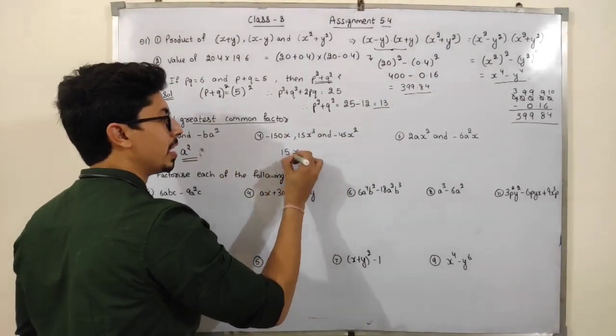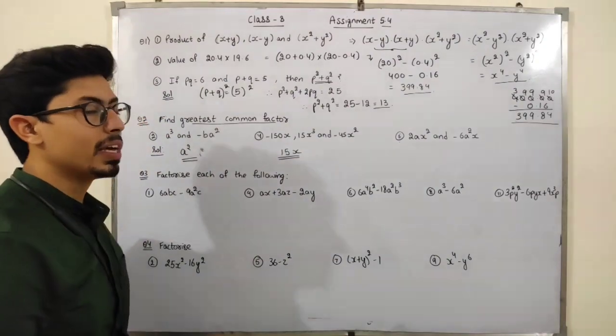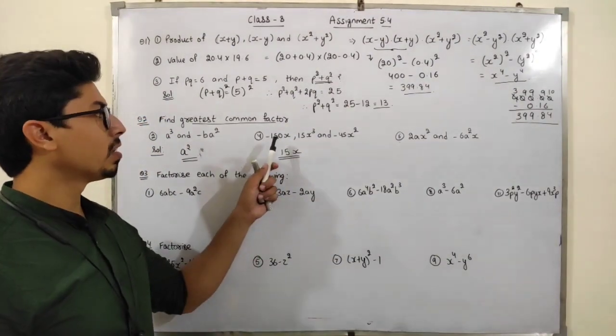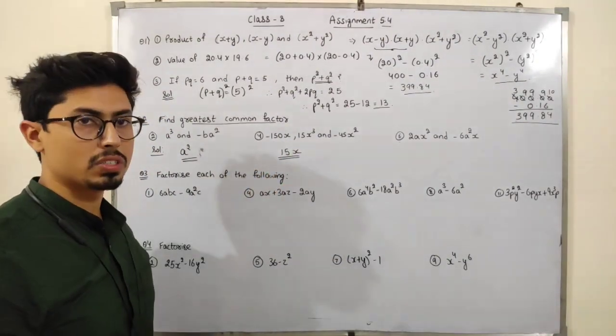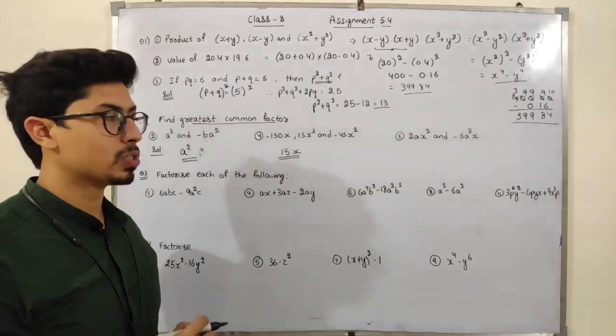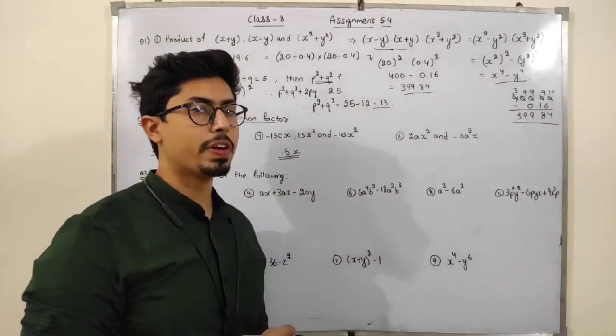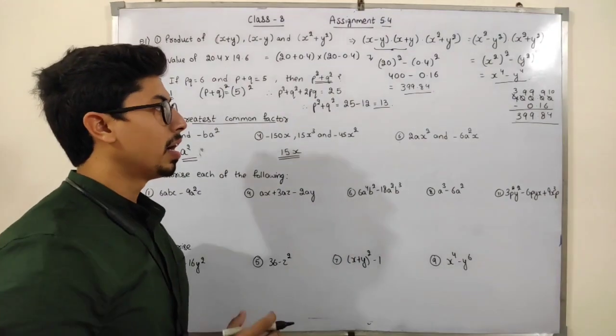So this is our greatest common factor. That means this is the number which is in all the three given factors. This is on the given numbers. Okay. Now moving forward to this question, students.